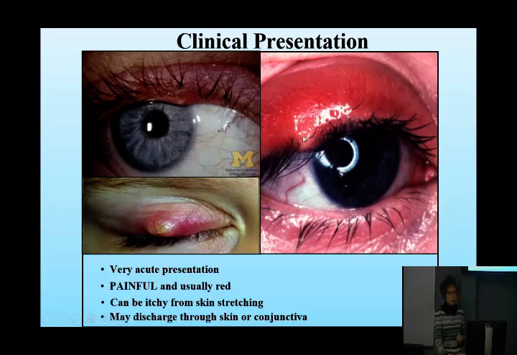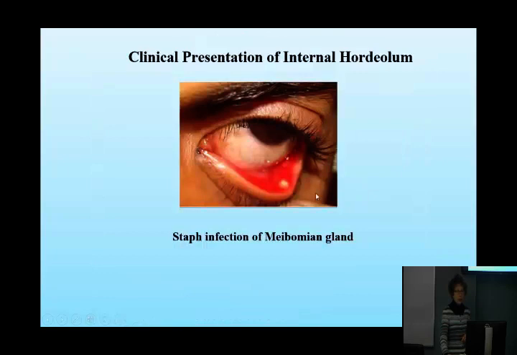This is an internal one. Pull down a lid. And you can see that instead of this draining outwards, it's draining inwards. So this is an internal hordeolum or internal sty.